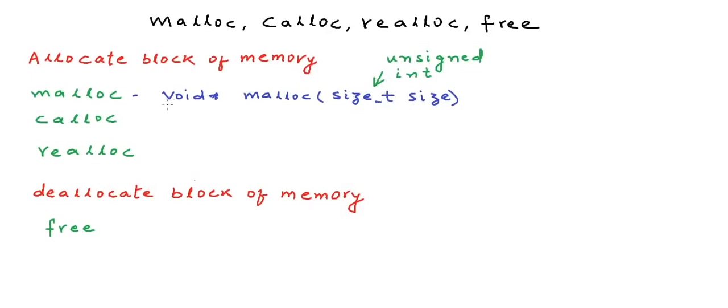And this function malloc returns a void pointer. We have talked about void pointer in our previous lessons. Malloc returns a void pointer that gives us the address of the first byte in the block of memory that it allocates. So using malloc, you kind of say, hey, give me a block of memory with these many bytes.